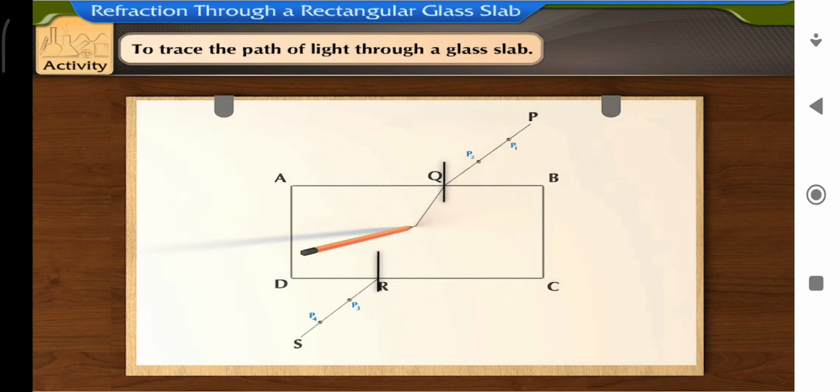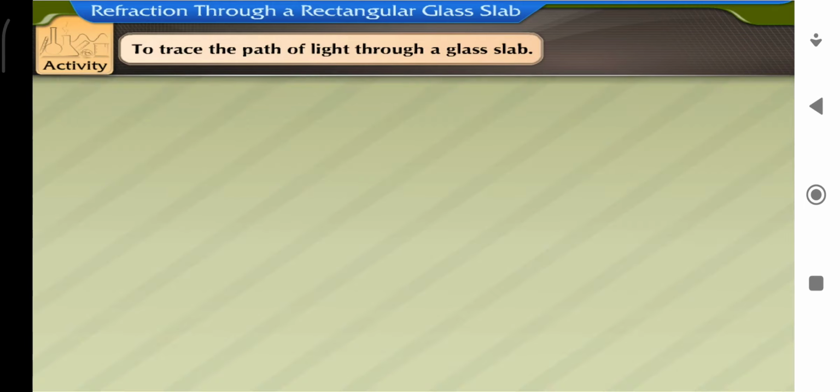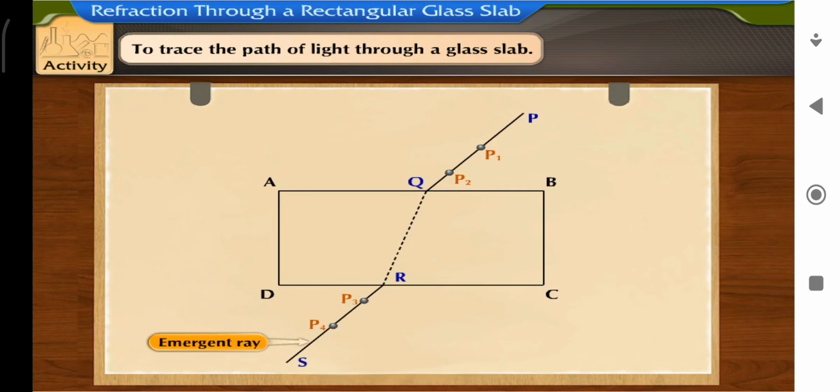Join the points Q and R. QR is the refracted ray. Thus, PQRS is the path of the ray of light. In the absence of the glass slab, the light would have traveled along the path PQT. What can we infer from the direction of the emergent ray and the incident ray? The emergent ray and the incident ray are parallel to each other.